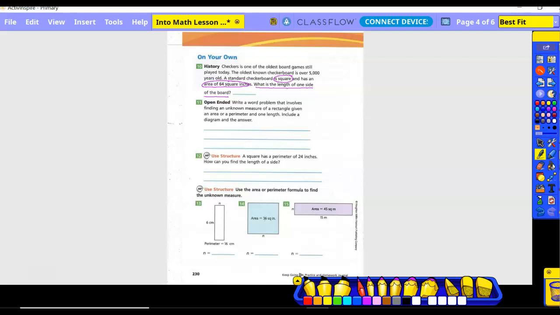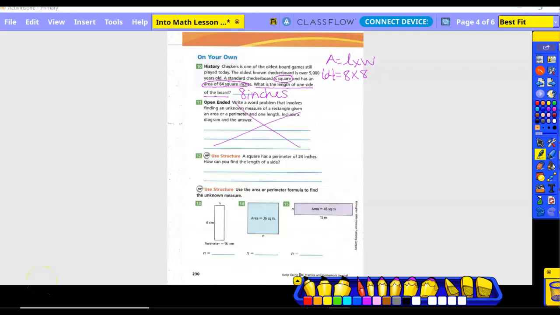Okay, so we need to write the formula for area. Area equals length times width. What is our area? 64. Okay. Do we know the length? No, we don't. Do we know the width? No, we don't. But we do know that these two are going to be the same because on a square, all the sides are similar. So what number can you take times itself to get 64? 8 times 8. So one length is 8 inches.